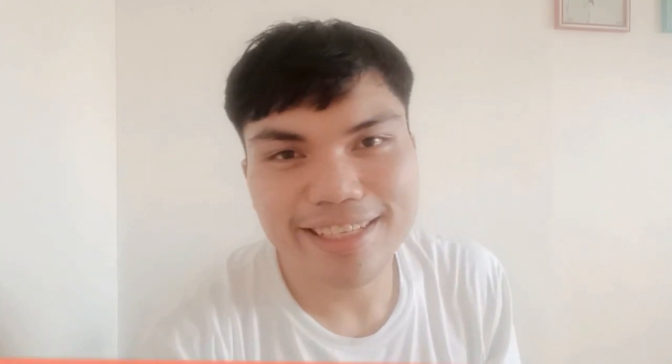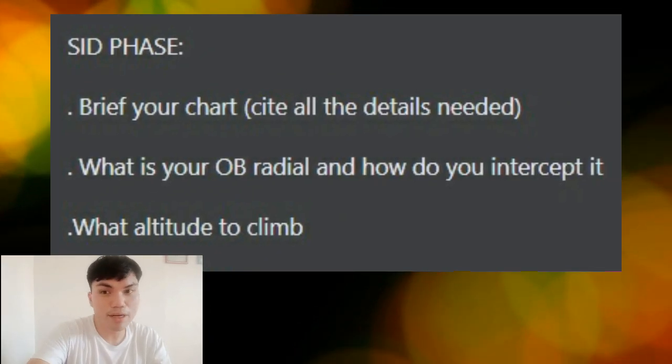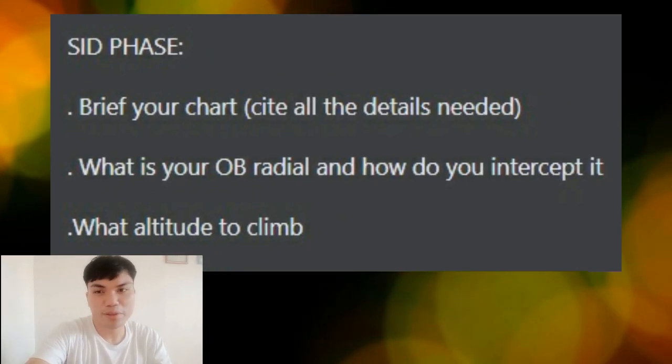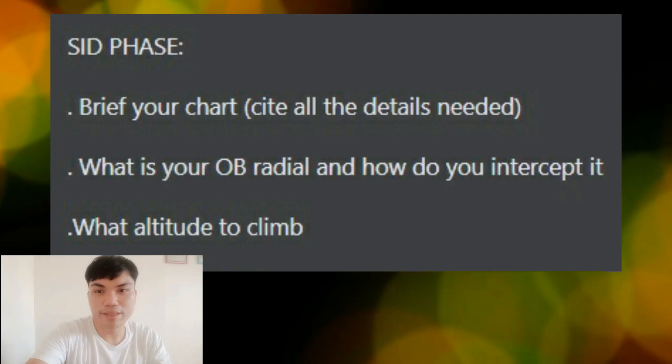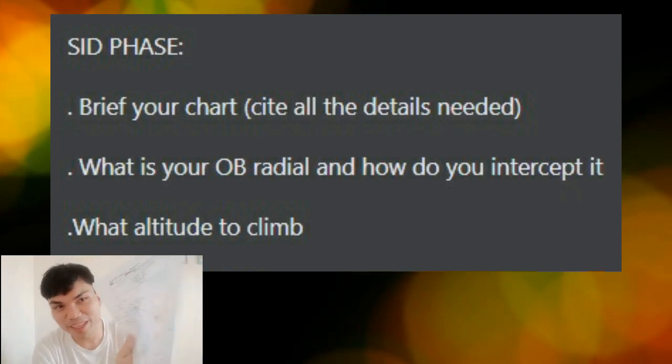Greetings to you all. I am here to present my SID and en route charts from RPVA, Tacloban to RPVM, Mactan. So we're gonna start in the SID phase, or the standard instrument departure phase. Pointers are: brief your chart, what is your outbound radial, and what altitude to climb. So I'm just gonna read my notes here.